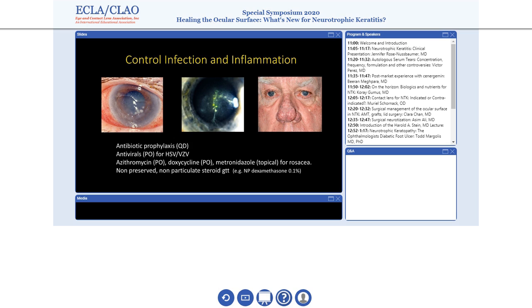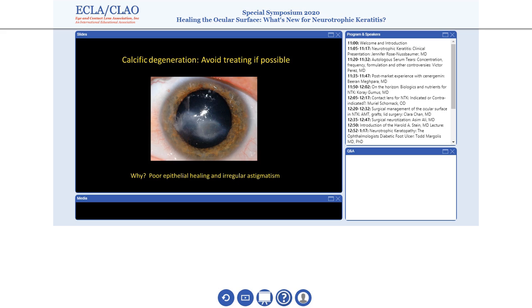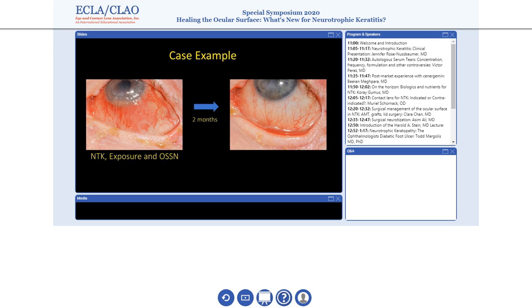By the way, all the steroids that we have that are suspensions have particulates, not only the steroid particles, but they have round glass beads in them to make things go into suspension. And you're hitting the eye with those particulates when you put them in. Calcific degeneration, I would say avoid treating if possible. Why? Because poor epithelial healing occurs afterwards, and irregular astigmatism that you cannot correct except with a scleral contact lens occurs afterwards. So be prepared to put this off as much as possible. Usually you're not going to improve anyone's vision.